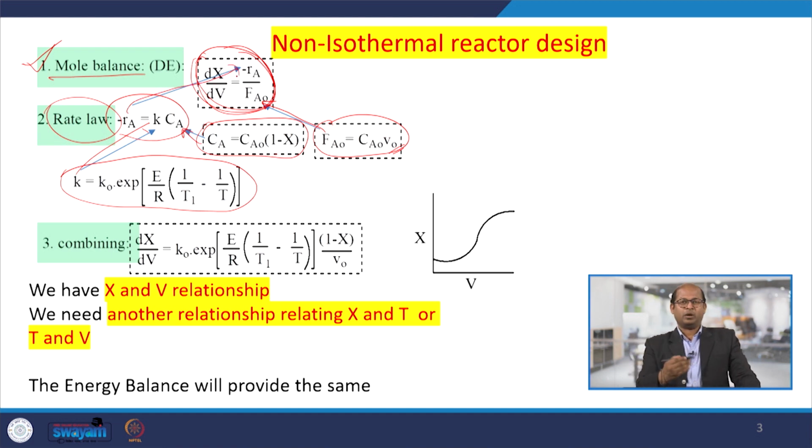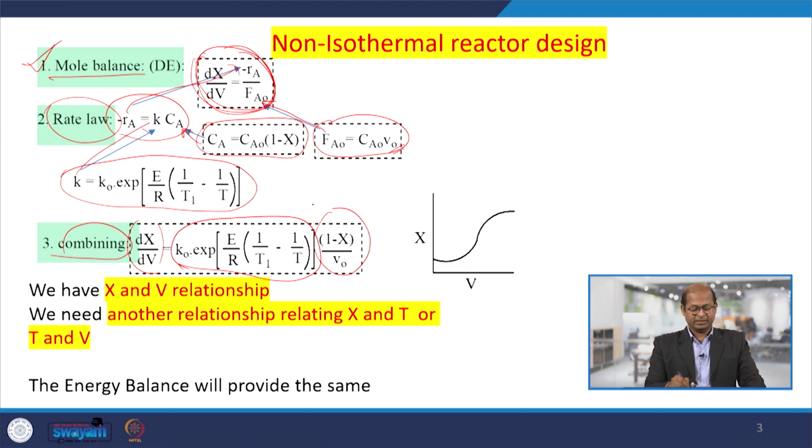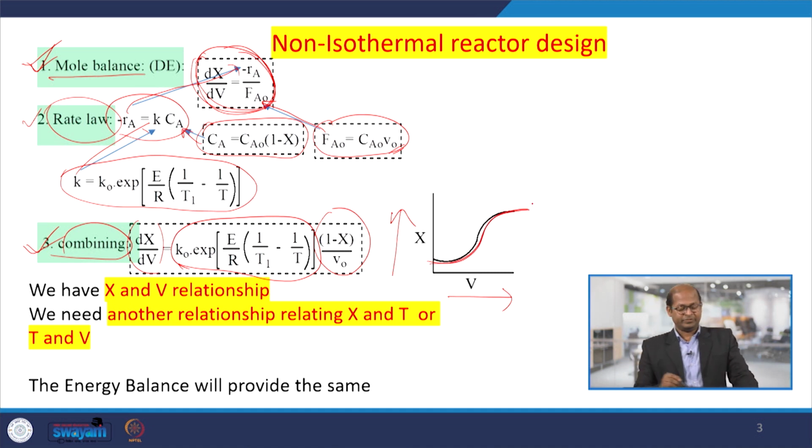After combining all these three components, we get on the left hand side dX/dV, equal to on the right hand side the k component and the other components that remain. If we simplify this, dX/dV is the change of conversion along the length or volume of the reactor, and the nature would be like this. This is the relationship of volume and conversion.